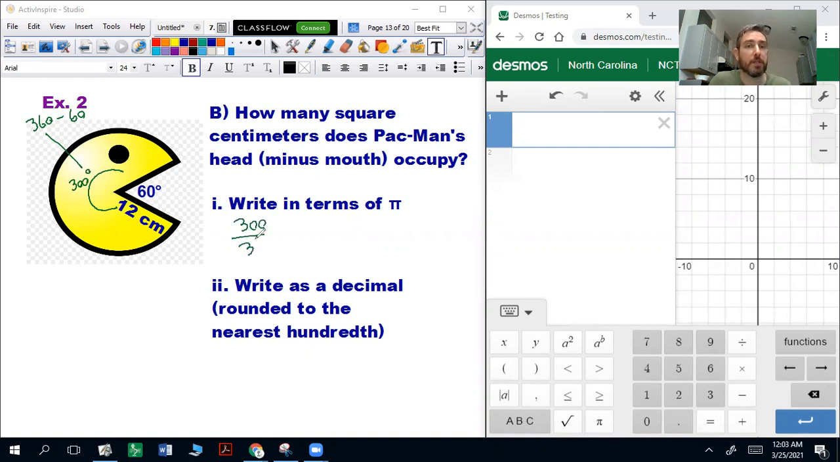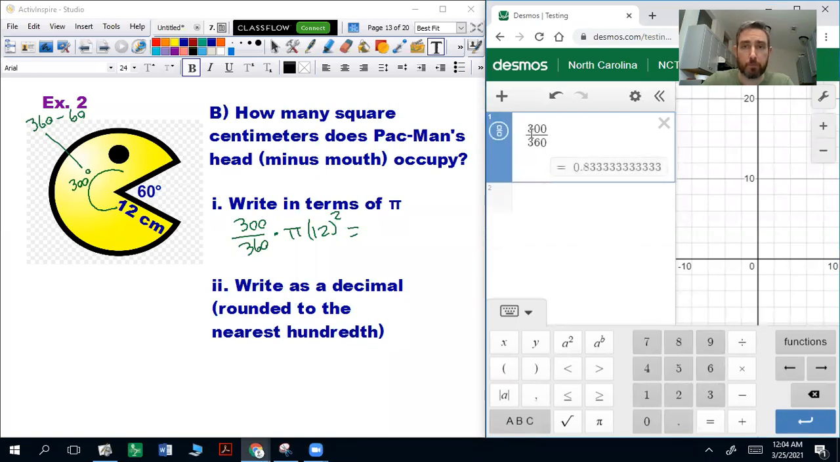So we're going to use 300, divide it by 360, and multiply it by pi times 12 squared, but leave the pi out in terms of pi. See if you can get that answer. What is 300 out of 360 times 12 squared? Write the pi next to it. So it would be 120. So 120 what? 120 pi, and then the units are centimeters squared. Area is always in units squared. So 120 pi centimeters squared.